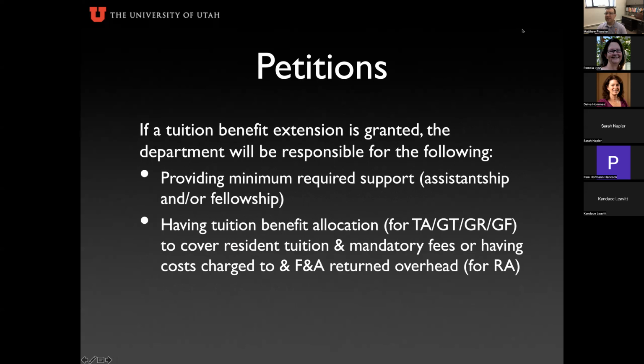If tuition benefit extension is granted, the department is still responsible for providing minimum required support. So a petition being approved does not mean that we're just going to go ahead and cover tuition, no questions asked. Student still has to meet minimum support requirements by the department, assistantship and or fellowship. And you must have remaining allocation to cover the resident tuition and mandatory fees through TA, GT, GR, GF, or through F&A.